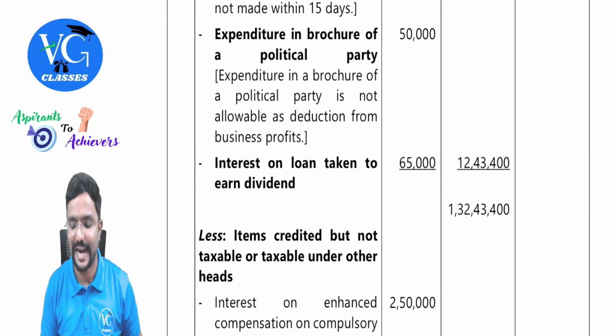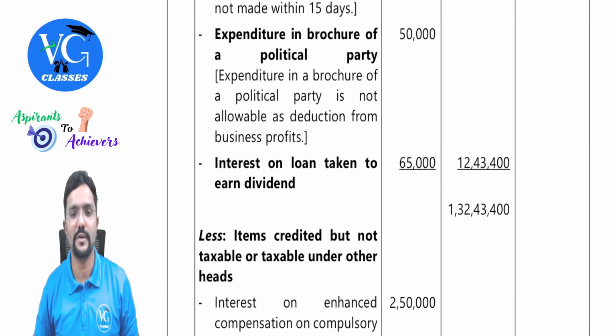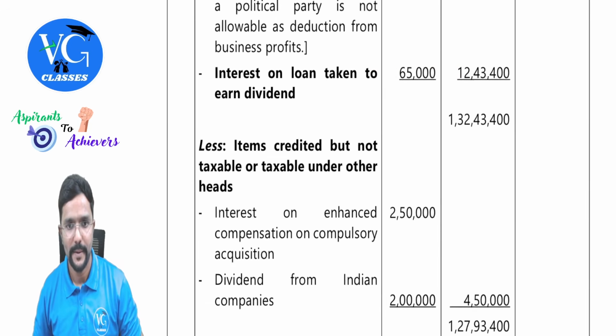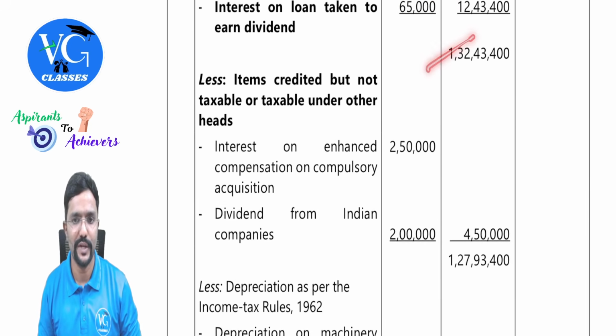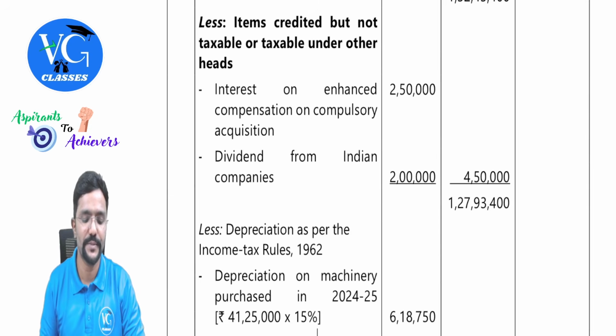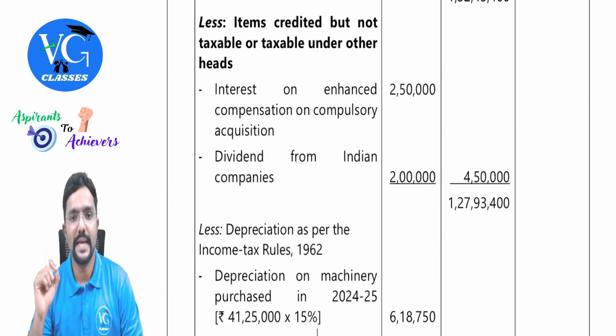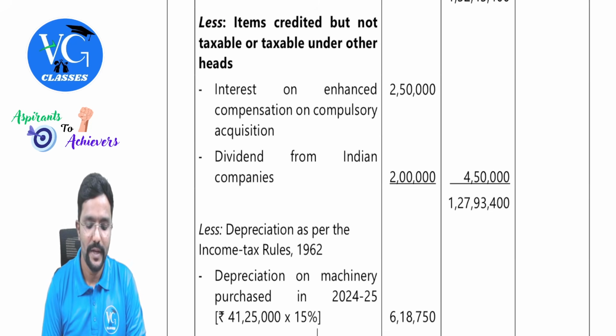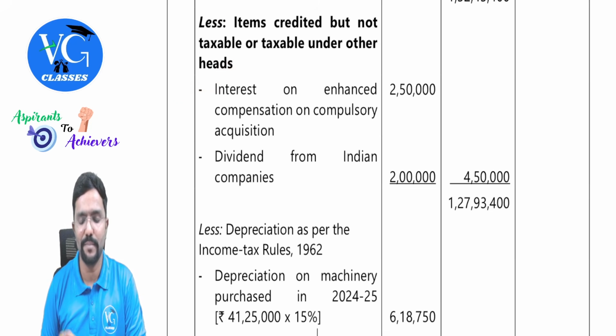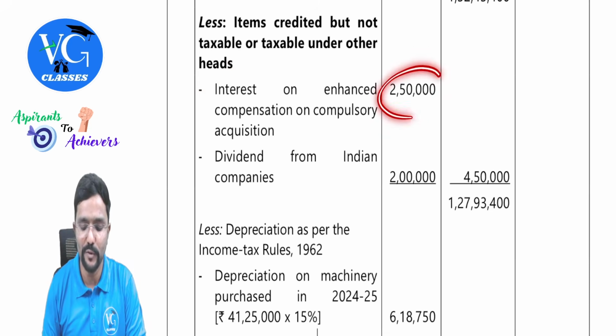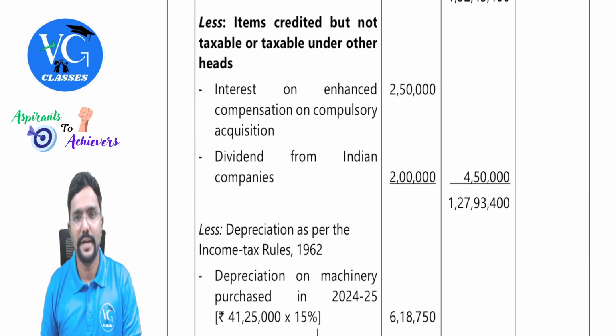So the total addition comes to 12,43,400. Okay, sir. They have also done it subtotally. Next, less items credited but not taxable or taxable under other heads. Interest on enhanced compensation on compulsory acquisition. This will be taxable, but in the next year, guys. So remove that on receipt basis.